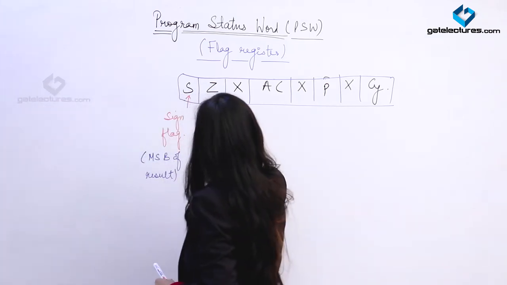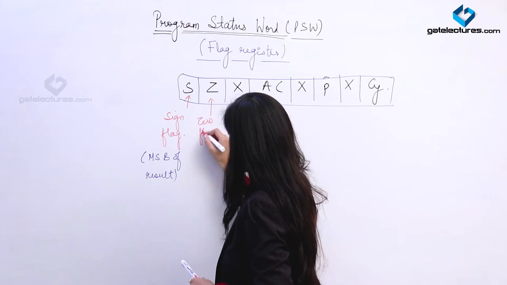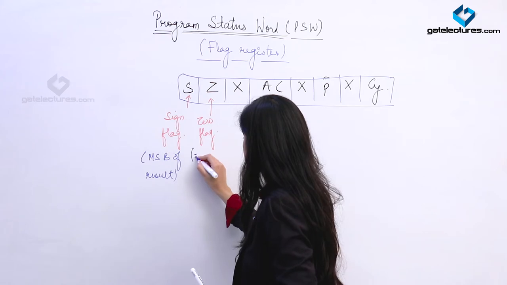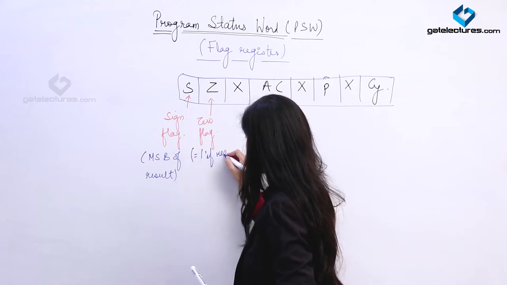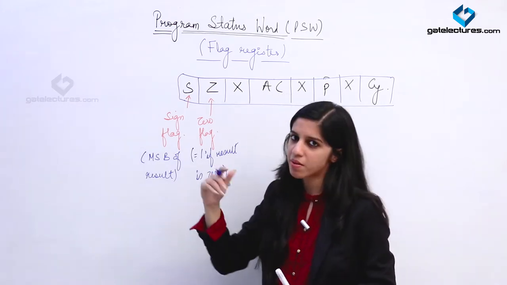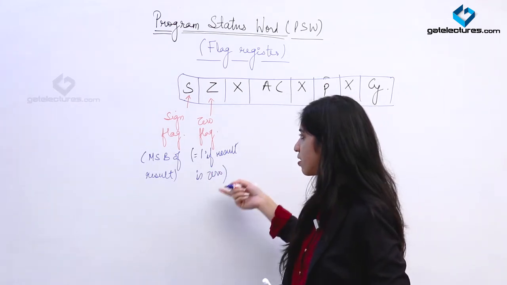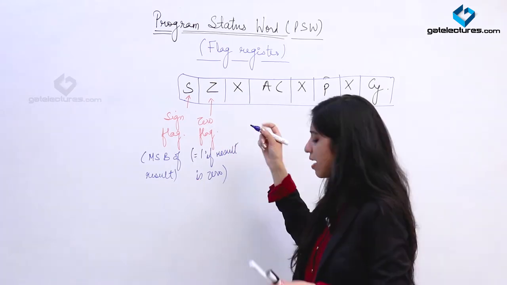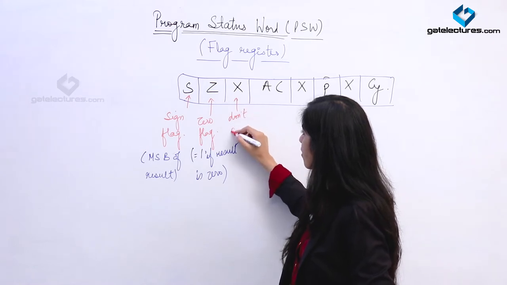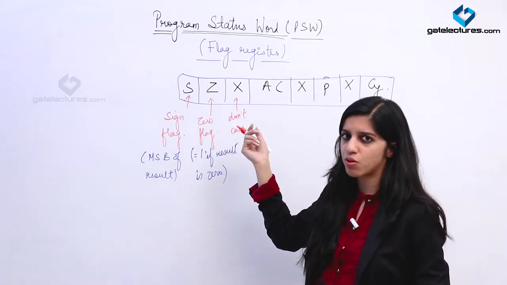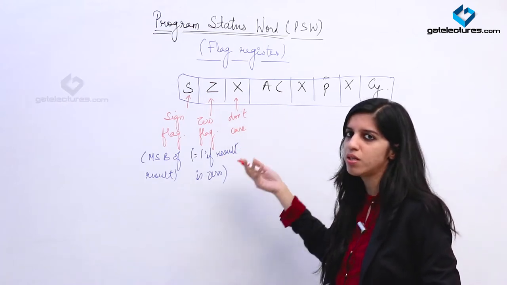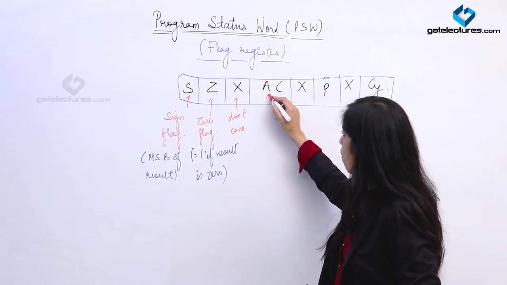This is the zero flag. Zero flag is 1 if the result is 0. So if you are performing some addition or subtraction such that the result is 0, the zero flag is going to show 1. Then this is don't care. So generally we consider don't care as 0 only. But in any case, we know that don't care means you can consider 0 or 1. It does not matter.